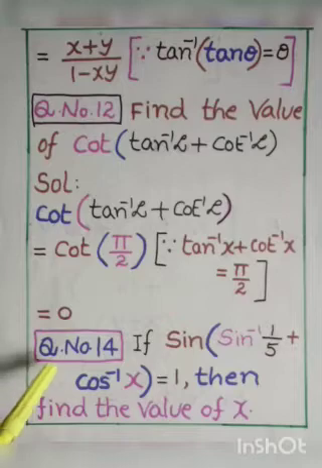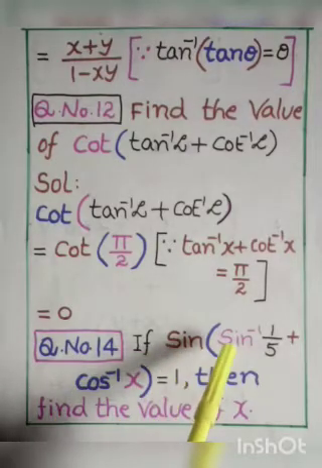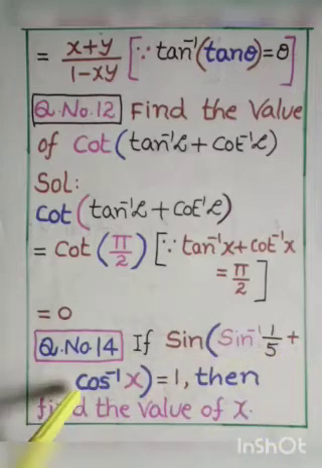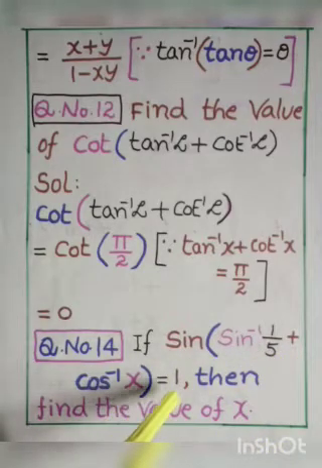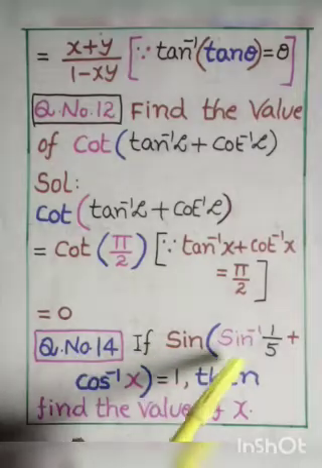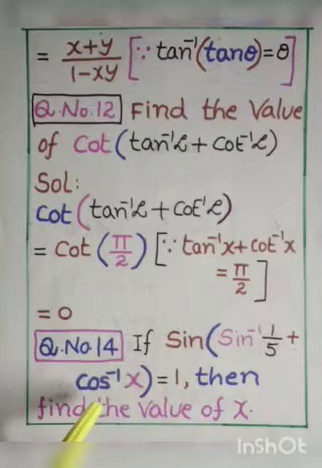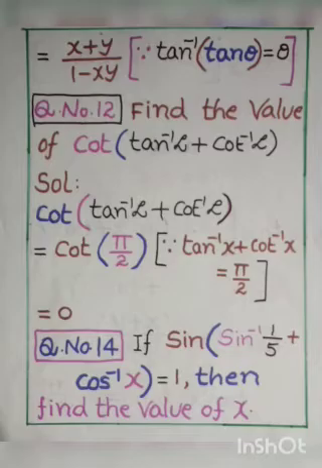Now, come to the question number 14. If sin inverse 1 by 5 plus cos inverse x is equal to 1, then find the value of x. Here, an equation is given. Now, we have to solve it. We have to find the value of x. Understood, my dear children? Right.